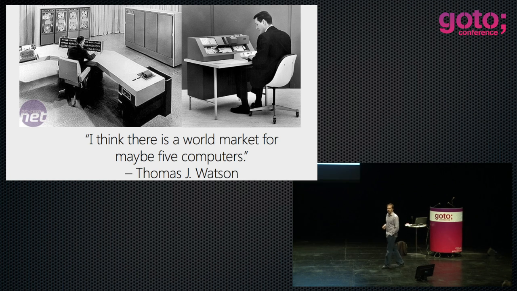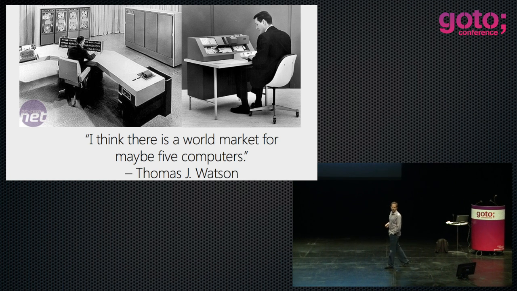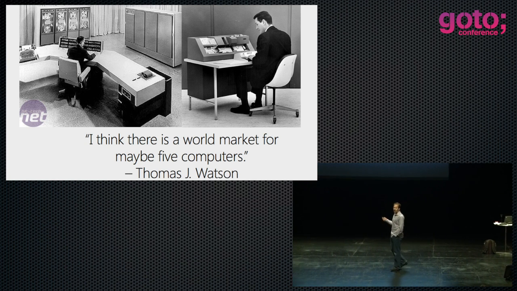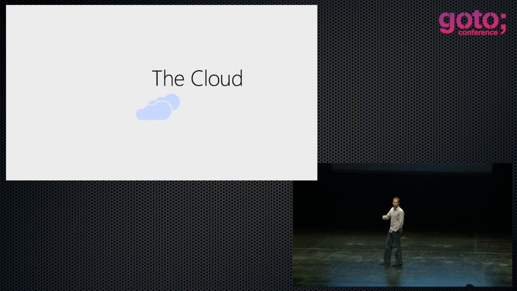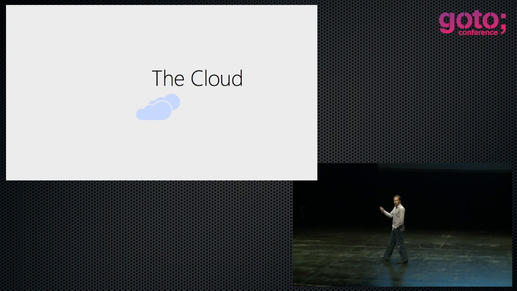And it turns out that that was absolutely true, except it's the cloud. There's the Amazon cloud and the Google cloud and the Rackspace cloud. There's about 5 computers out there. They just happen to be made up of thousands and thousands of other little computers.